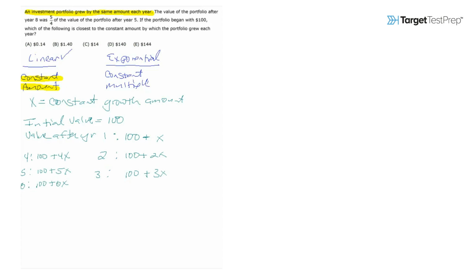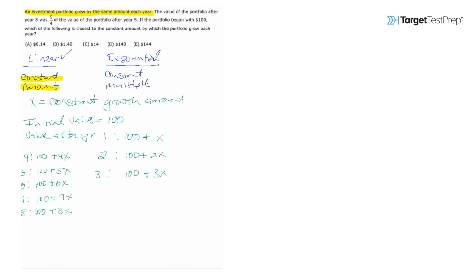The reason why it's 100 plus 6X is you started with $100, and over 6 years, each year you got X. So at the end of the 6 years, you have 100 plus 6X. Year seven, after year seven, you have 100 plus 7X. And after year 8, you have 100 plus 8X.